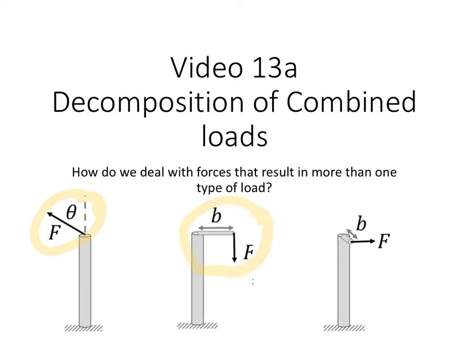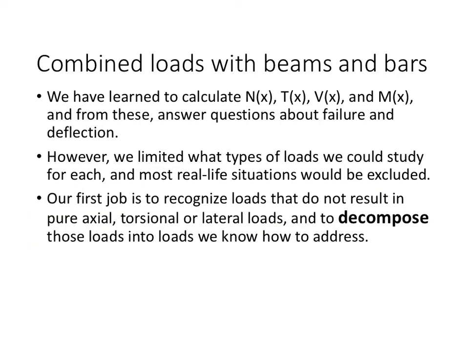Here, a force is in the axial direction, but it's off-center, so it would create a moment, which is a lateral load that bends it, but it also would compress it. And this here, again, bends it, but it's also off-center, out of plane, that would cause it to twist. So these are some examples of forces producing more than one type of load.